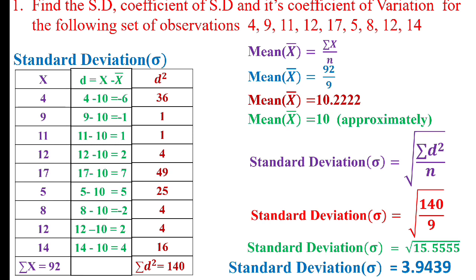Now it is the basis of any statistical analysis in future. Mean is more important. Based on the mean, we find out standard deviation. Now mean is found, standard deviation also we found. Now coefficient of standard deviation and coefficient of variation we will find out.